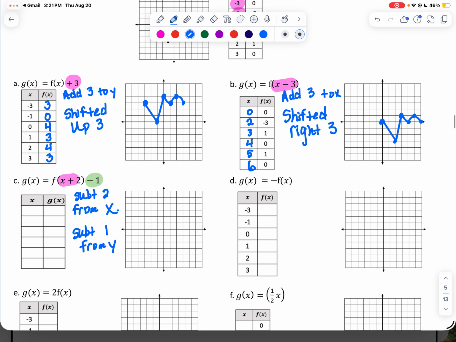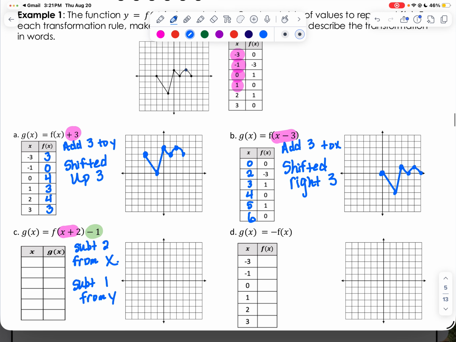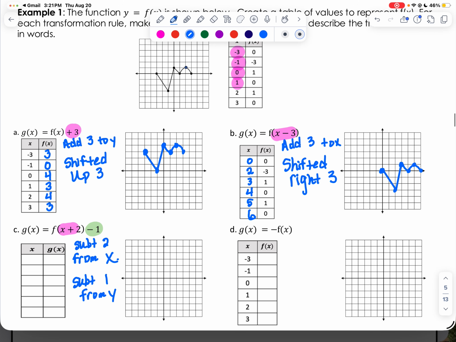All right, so let's go back up to my original table. Let's do the x's first. I want to take my first x, negative 3, and subtract 2. So that would give me negative 5. Then take negative 1 and subtract 2. That would give me negative 3. Now take 0 and subtract 2. Take 1 and subtract 2. Take 2 and subtract 2. And 3 and subtract 2. That'd be 1. Now for the y's, you're going to subtract 1 from the y values.